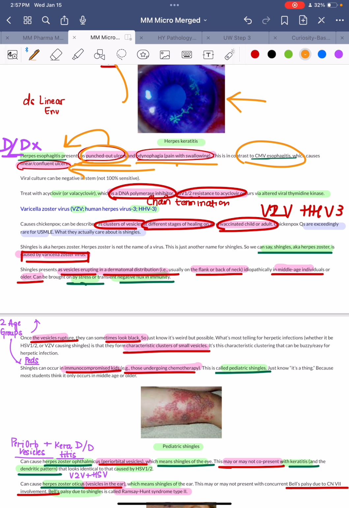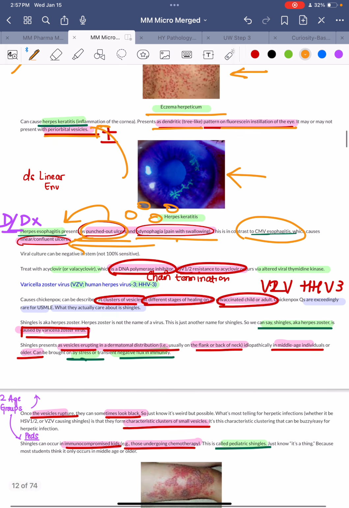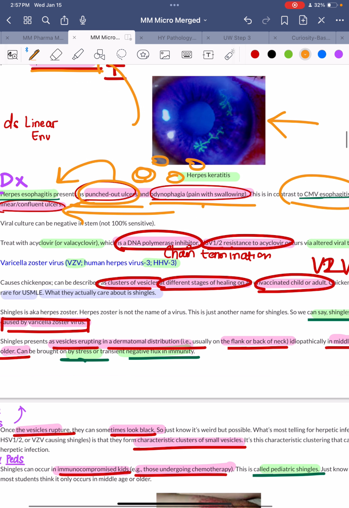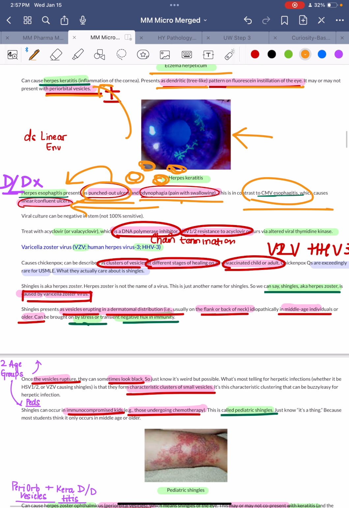So always remember punched out round ulcers, right? Because just like vesicles, right? So the vesicles on the genital region or the vesicles on the finger or the vesicles in the periorbital area on top of eczema. Similarly, punched out or round ulcers are herpes ulcers, just like the vesicles, whereas CMV is basically the linear confluent ulcers.